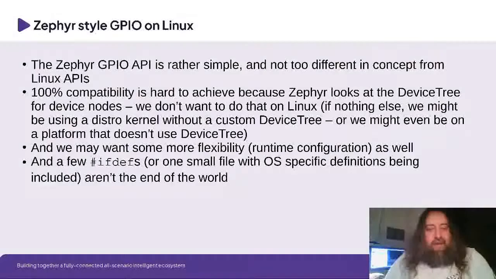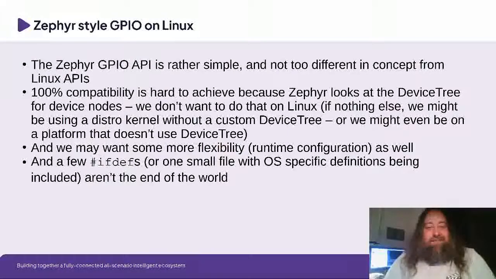The Zephyr GPIO API is rather simple and not too different in concept from Linux APIs. 100% compatibility is hard to achieve because Zephyr looks at device tree for device nodes, and that's not something we want to do on Linux. If nothing else, we might be using a distro kernel that doesn't have a custom device tree, so you don't want to get the user to enter stuff like "the lock is controlled by GPIO pin 4" into a device tree file on a Linux system.